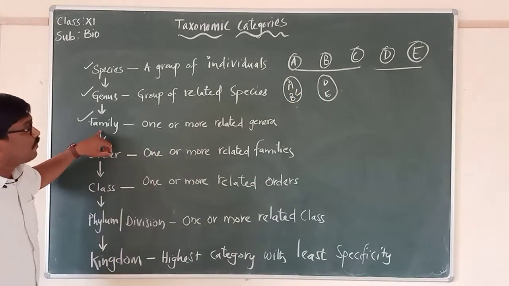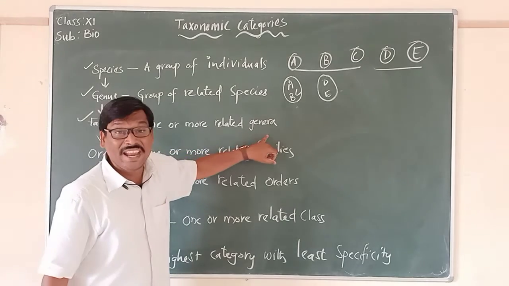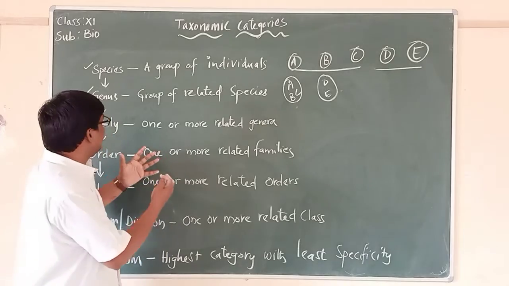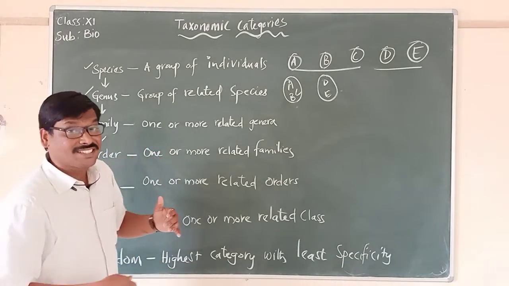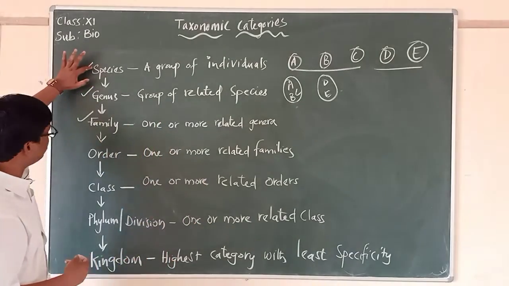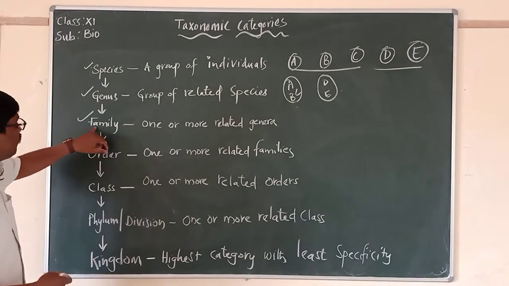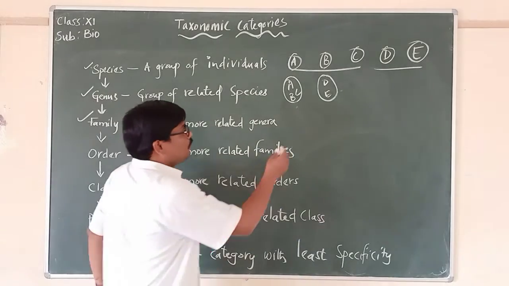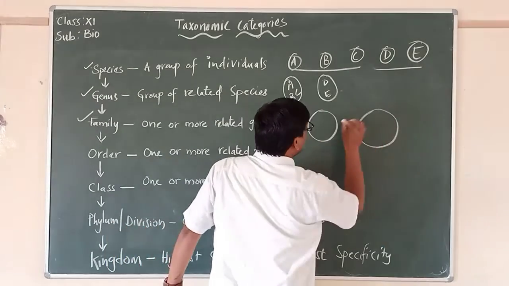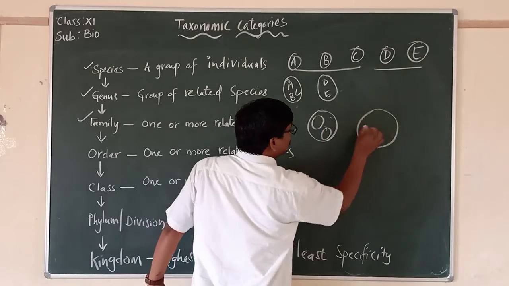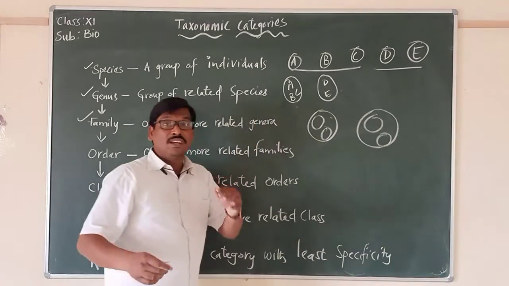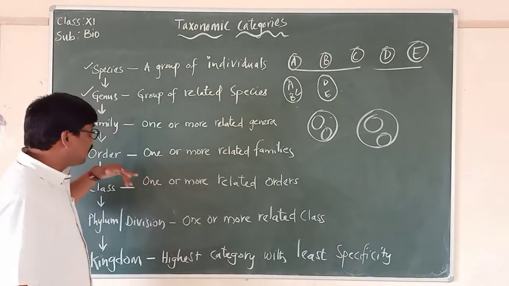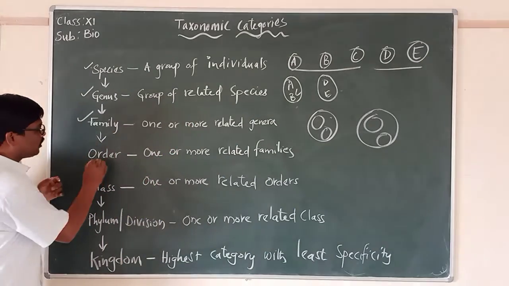Now in the same way, families, one or more related genera. Here the number of similar characteristics will be decreasing as we are moving from the species to the kingdom. So family means what? One or more related genera. Means all those which are coming under the families may be having the genera which are having less similar characteristics together. This is the family. And today in this video we learned about the order.